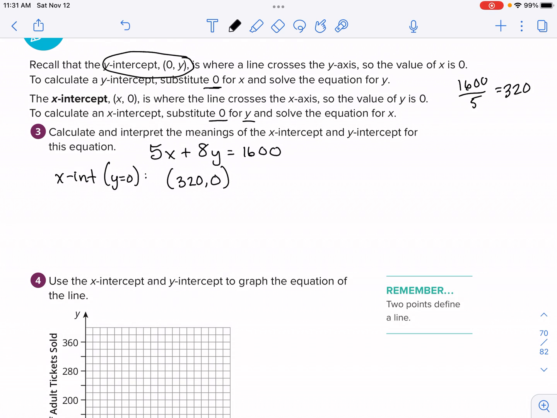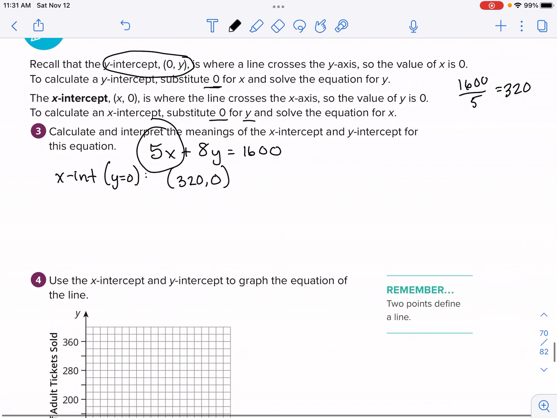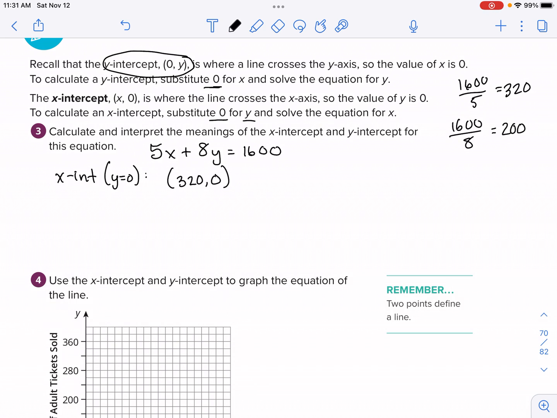And then for the y-intercept, you set x equal to 0, so all this is 0. And you would divide both sides by 8, so you do 1,600 divided by 8. And 16 divided by 8 is 2. Let's add 2 zeros here, so that's 200. Okay, so the y-intercept is where x is 0. And since x is 0, we'll put 0 here and 200 here.